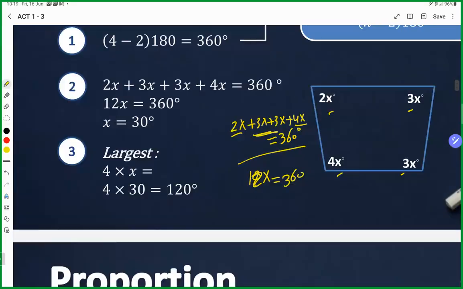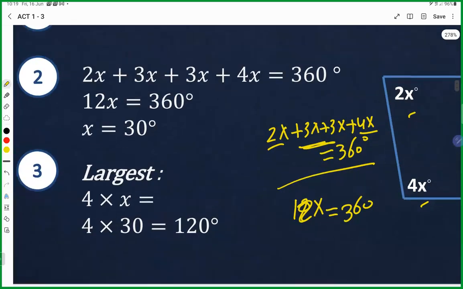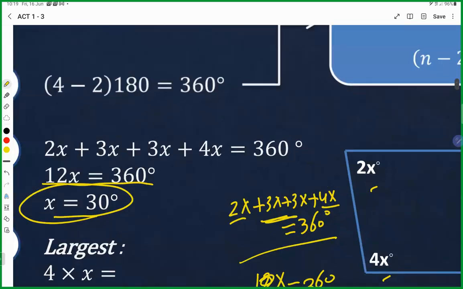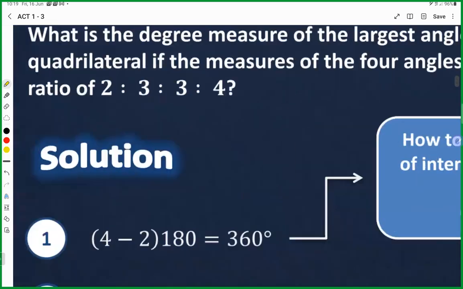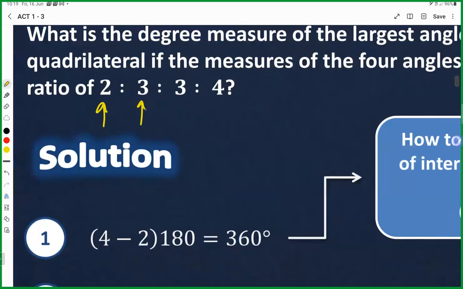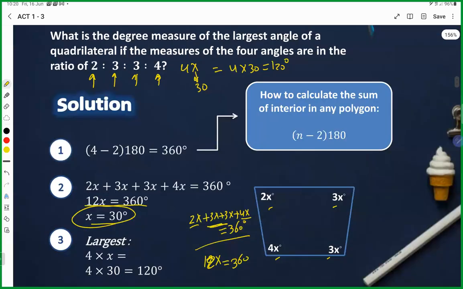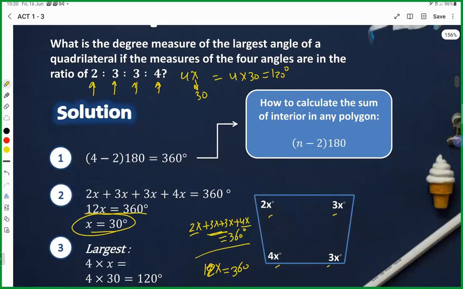Okay, come again. So 12x equals 360, then x is equal to what, 30? Okay, now based on the information given in the question, this is the smallest angle, this is in the middle, those are in the middle, and this is the largest. The largest is 4x. I got x already, 30. So the largest angle is going to be 4 times 30, that's equal to how much? 120.